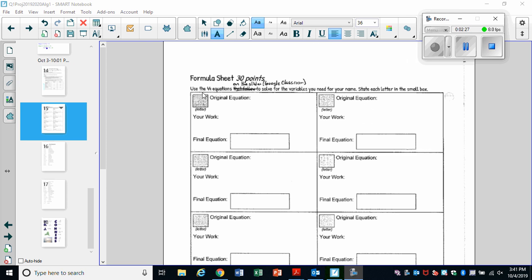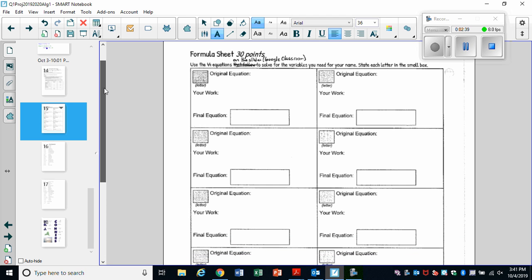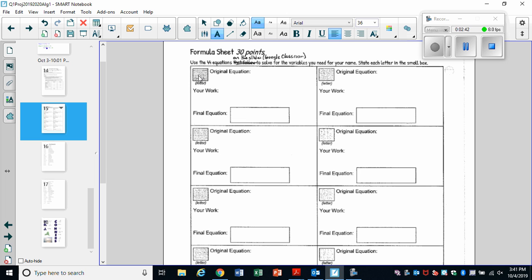This section here, even though it says 44 equations, there are actually closer to 50 equations. What you're going to do is pick the letter in the box. So for instance, let's start with, we'll say M. M as part of Mr. Connors. So I'll put an M, and then your original equation.